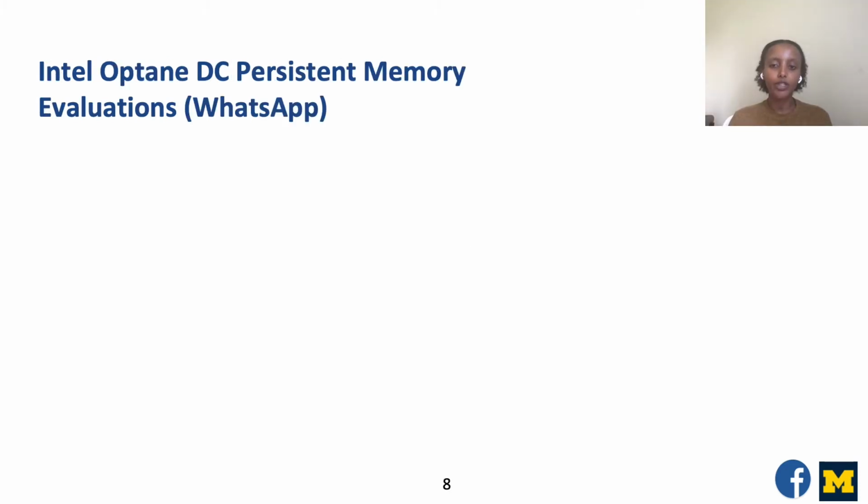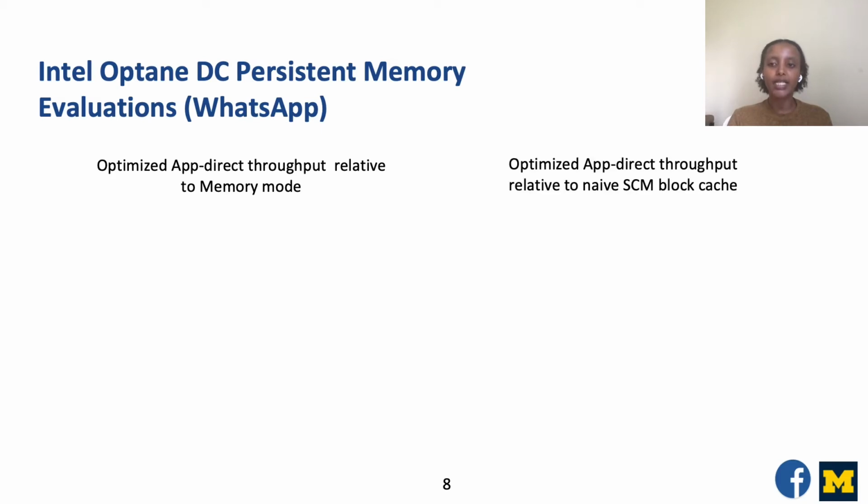Given this information, we analyze two things. The first is using memory mode that does not give us control of the caching capability of DRAM, and the second is using UpDirect mode and naively implementing block cache in SCM. And then we compared it to our work, which is based on our optimized UpDirect mode using temporal locality to place blocks between DRAM and SCM, where we place hot blocks in DRAM and cold blocks in SCM.